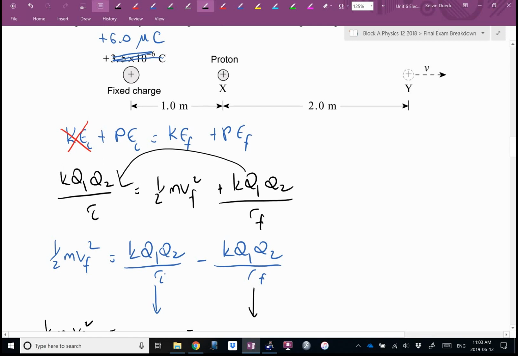Now, the other possibility is I could have had it coming in with a certain speed. It would be slowing down. I could ask you how fast it was traveling, or I could even ask you where it came to a stop. How close did it get? So then your final kinetic energy would be 0, and you'd be solving for r final, which is a bit of a pain, but doable.